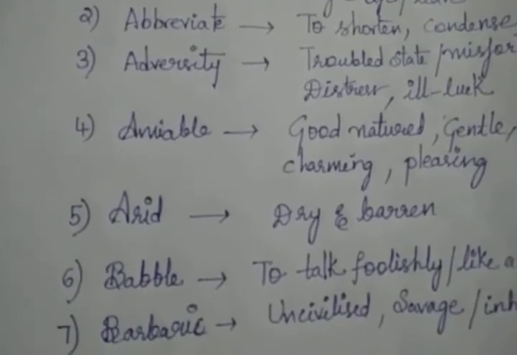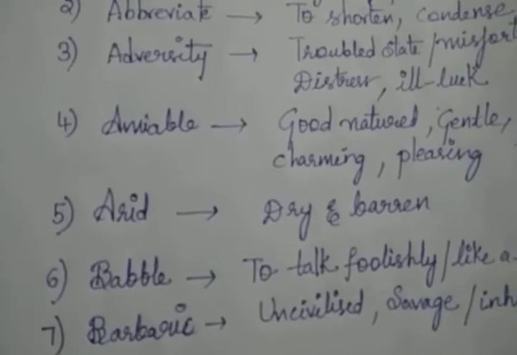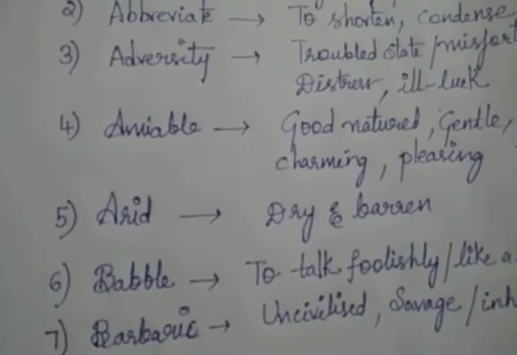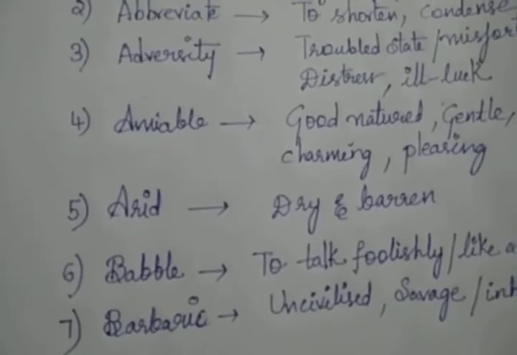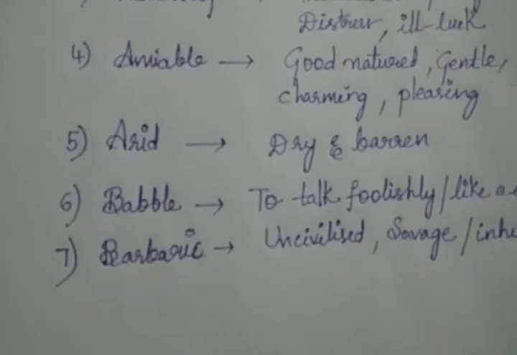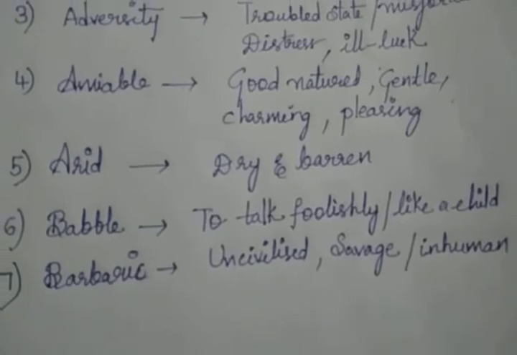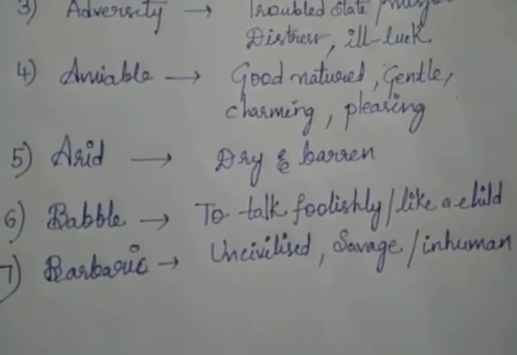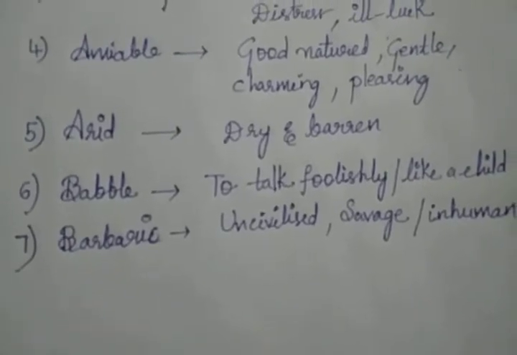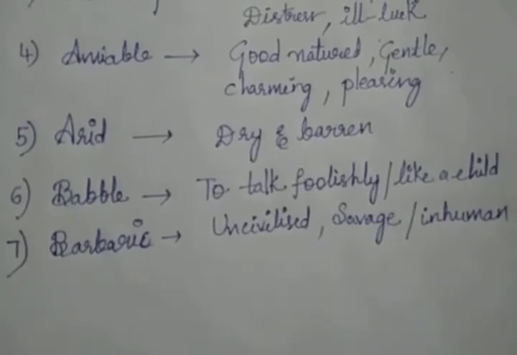Arid. What's the meaning of that? Dry and barren. Opposite to arid is fertile. Babble. Meaning of that is to talk foolishly like a child. Opposite to that, a matured person. Now coming to barbaric, uncivilized. Opposite to that is civilized.